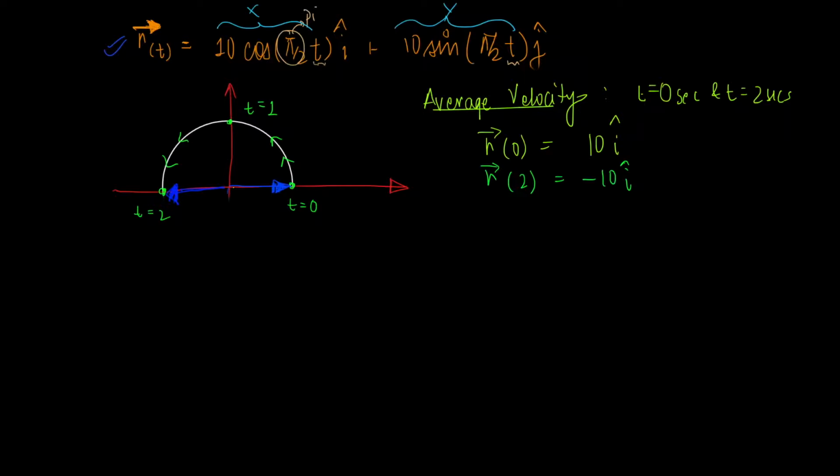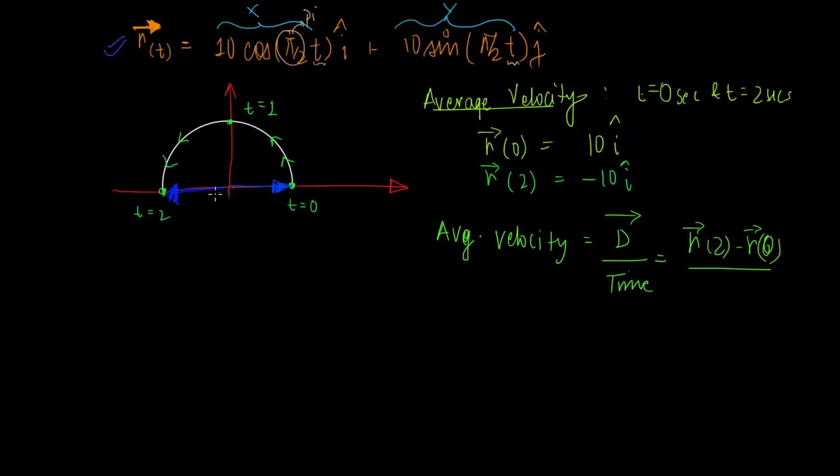So in order to calculate the average velocity between these two times, we need to evaluate the difference. So I would write that the average velocity is the displacement vector divided by the time. The displacement vector is r of 2 minus r of 0.